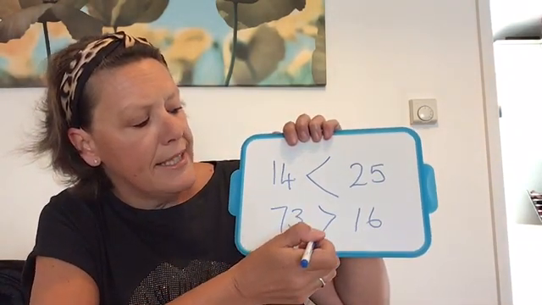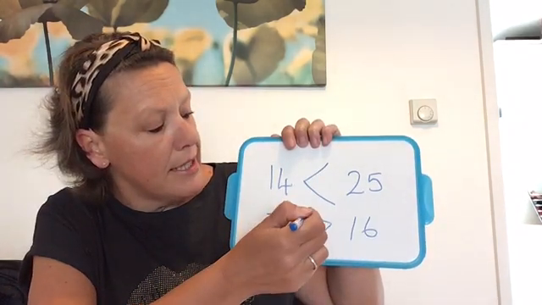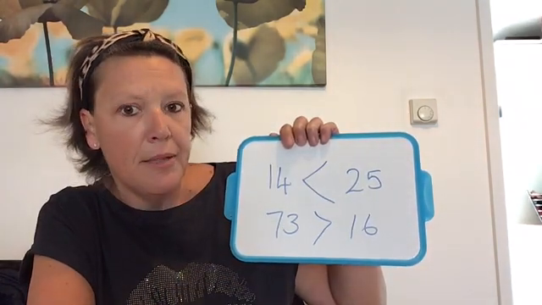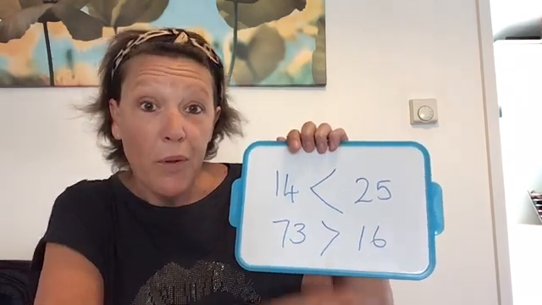73 is greater than 16. Okay, so that's using your greater than and less than symbols. And on the next slide, there'll be some numbers for you to fill out those symbols. Okay.